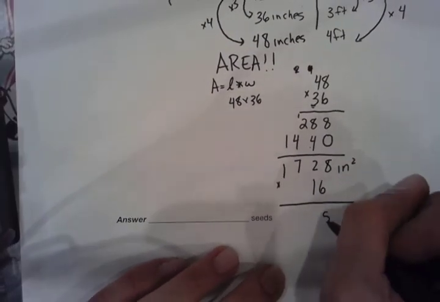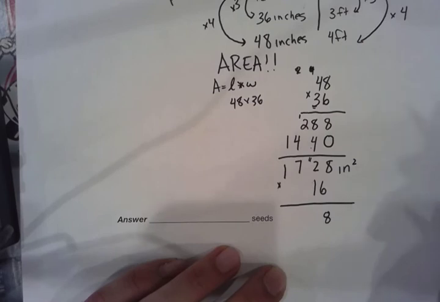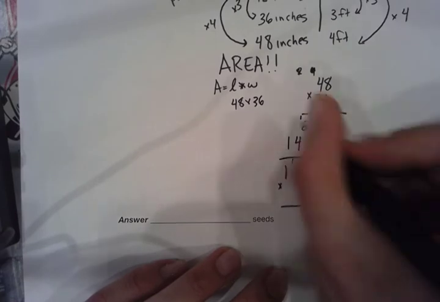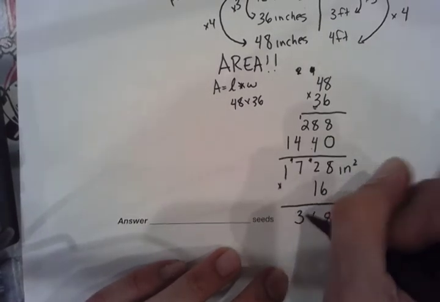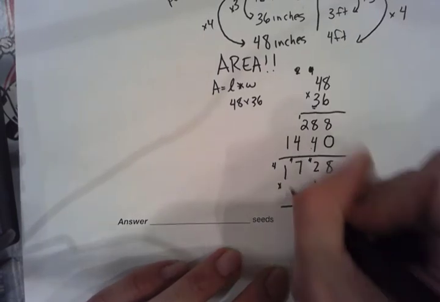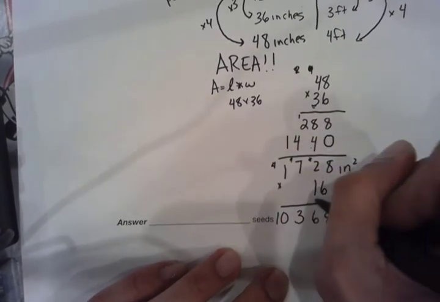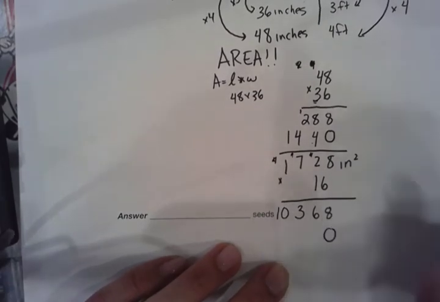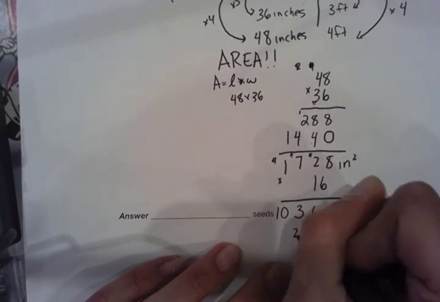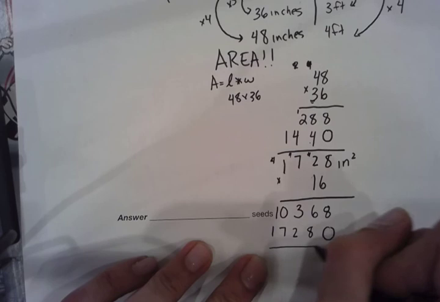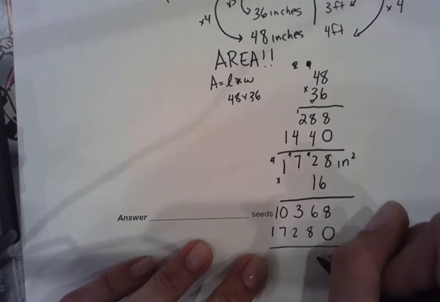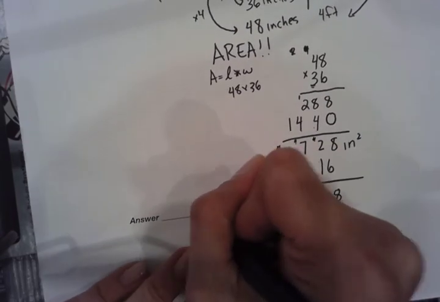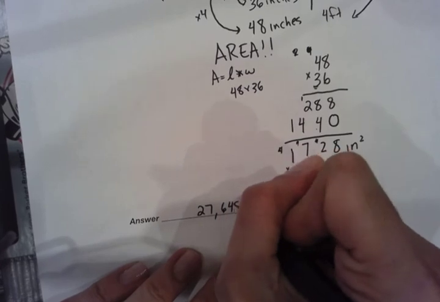6 times 8, 48. Put the 4. 6 times 2, 12 plus 4, 16. Put the 6, carry the 1. 6 times 7, 42 plus 1, which is 43. Put the 3. 6 times 1 is 6 plus 4 is 10. This 1 represents the tens place. So we're going to begin in the tens place. So let me put my 0 here. And we just multiply by 1 now. So 8, 2, 7, 1. Now we just add: 8, 4, carry my 1, 6, 7, 2. So 27,648.